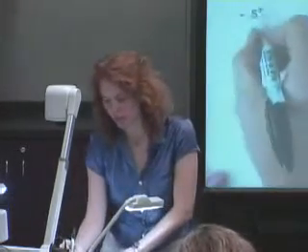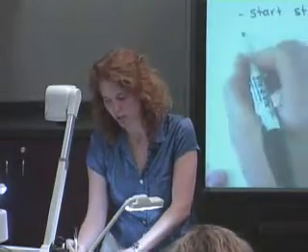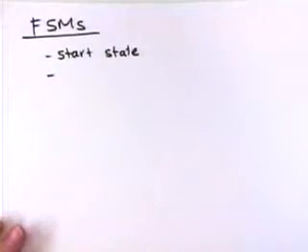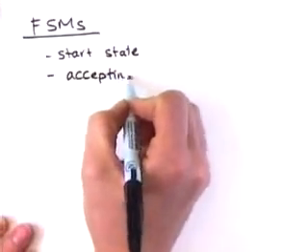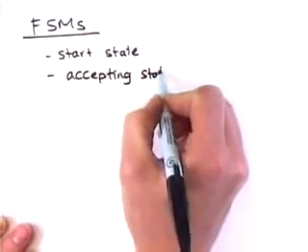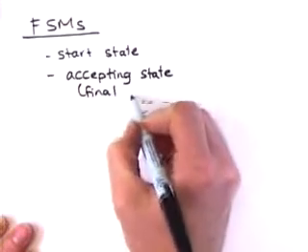We need a start state. So you have to have a start state, and you have to have what? That's sort of the mirror of this. You have to have an end state or an accepting state. That's what I usually call it, because you can end in other states, right? This is usually called a final or accepting state.